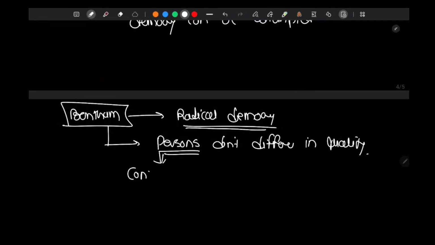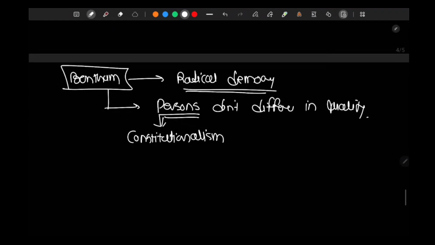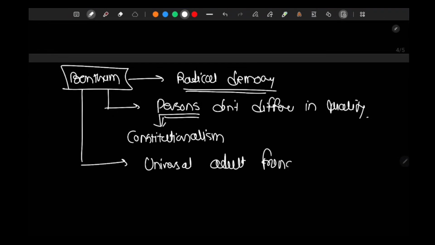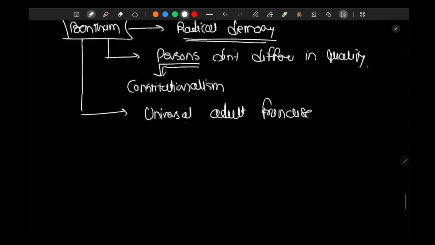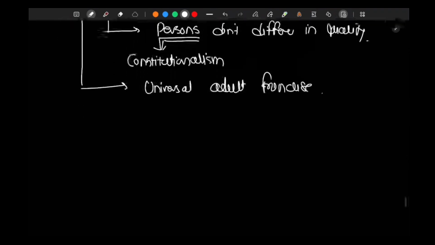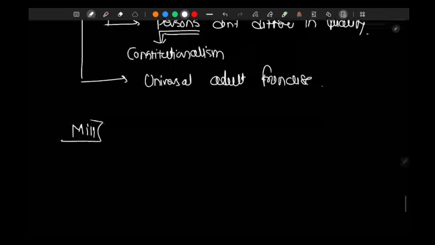He says that constitutionalism need not matter. What matters according to Bentham is that there should be universal adult franchise. Right? Don't worry, I will explain the whole thing. Then there is Mill. Mill is both an idealist and a utilitarian as well.